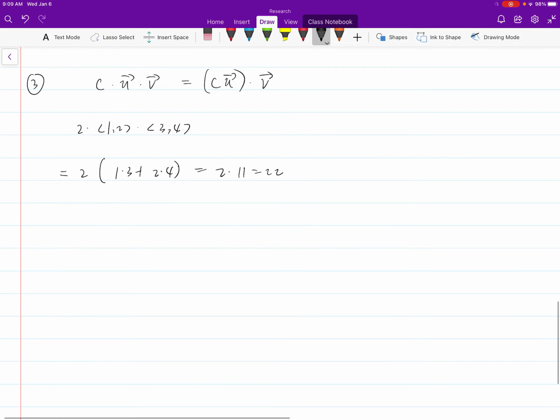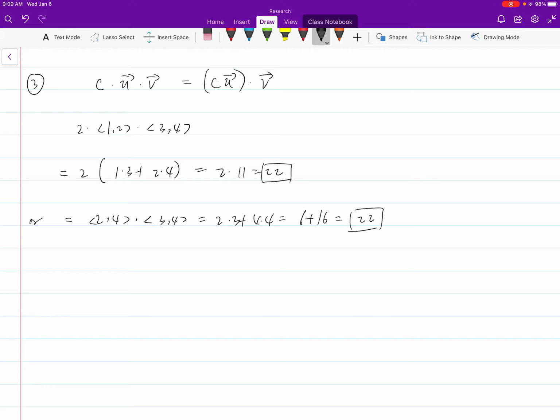Or you have an alternative way. That is, this one equals (2, 4) dot (3, 4), which means I multiply the 2 with the vector first, ignore the dot product, and then do (3, 4). After that, we will have 2 times 3 plus 4 times 4, which is different from what we had before, but now you can see you still receive the same number. So which means if you want to double the product, it's the same as doubling one of the vectors, and then doing the dot product. Okay?